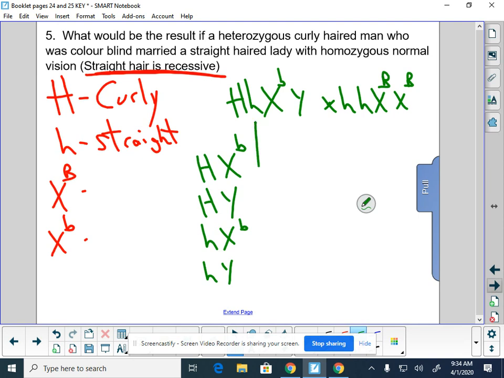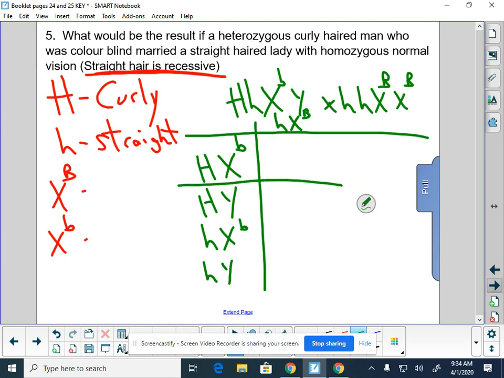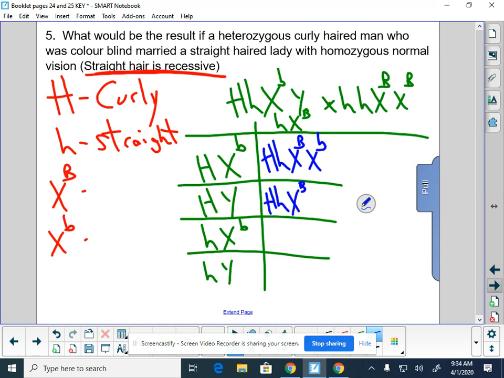That was for the male. Female is a little bit easier. They can only make one type of gamete. Sorry, I kind of got small there. And now we have to fertilize. H, X big B, X little b, big H, little h X big B Y, little h X big B X little b, little h X big B Y.